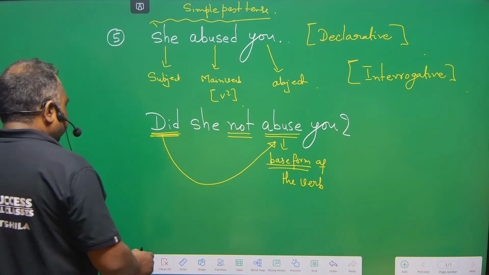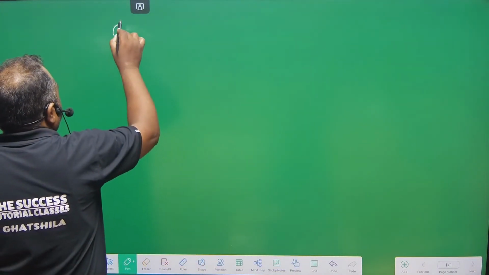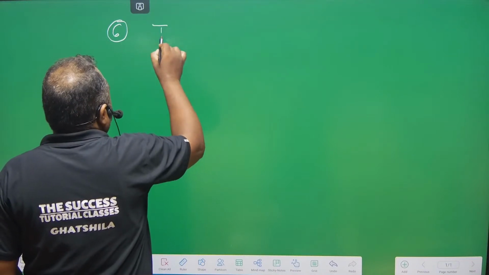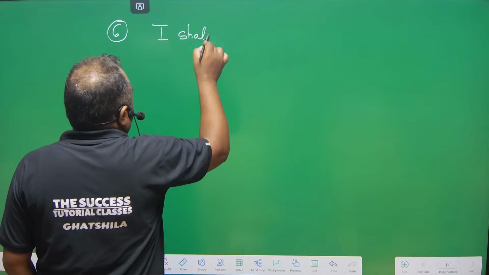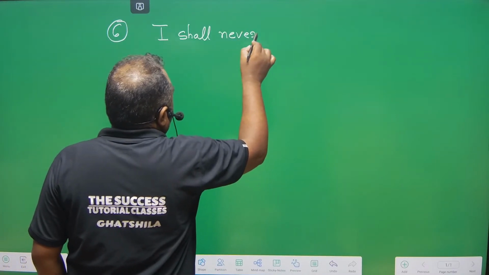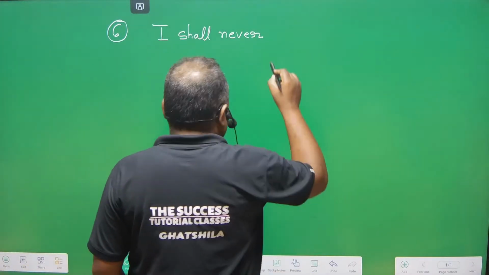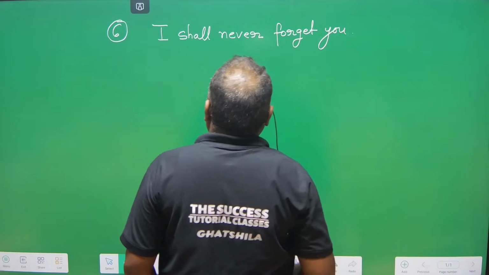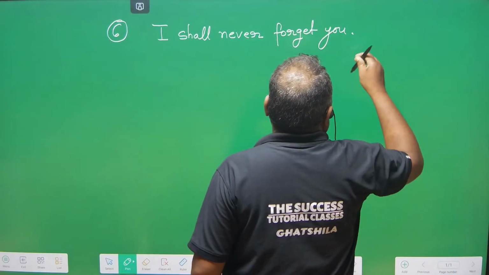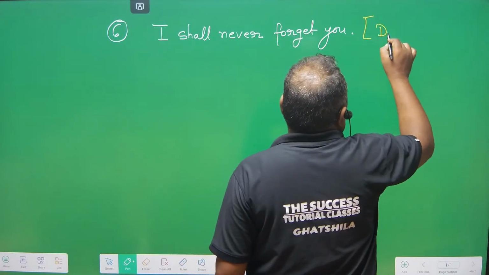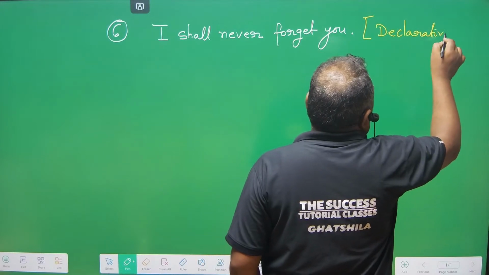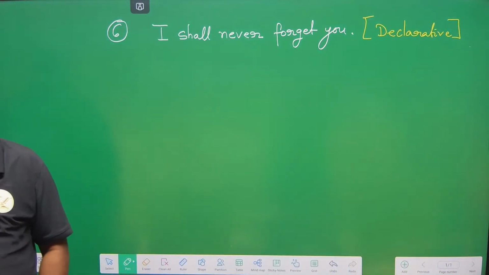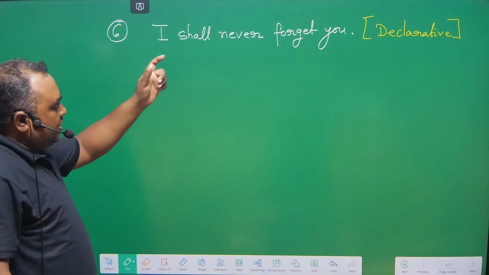Now here is the next question. Question number 6. I shall never forget you. Full stop. So this sentence is in declarative form. Now what you have to do? You have to convert this sentence into interrogative form.